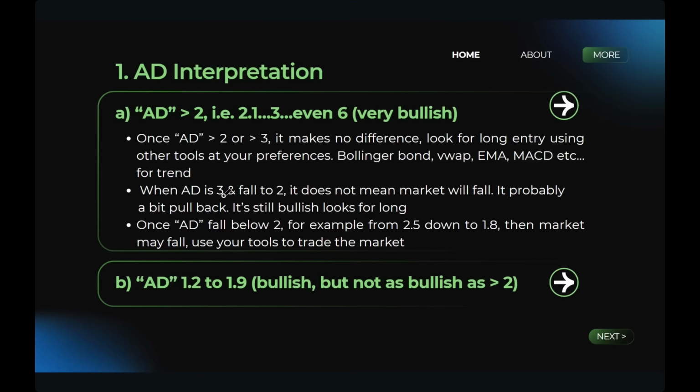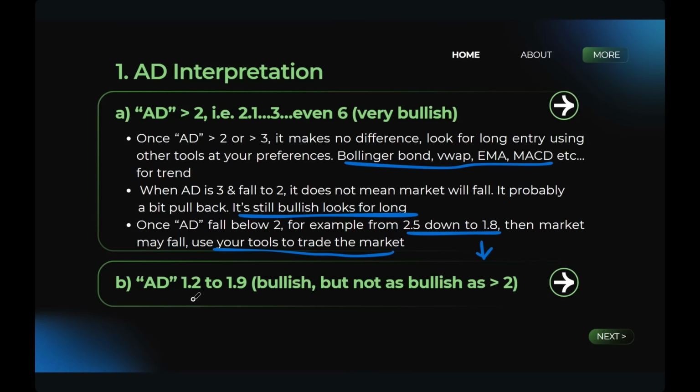When AD is 3 and then falls down to 2, it does not mean the market will fall. It is probably a bit of a pullback, it's still bullish, and we always look for long. Once AD falls below 2, for example, it drops from 2.5 down to 1.8, then the market may fall, and we use tools to trade the market. Whatever tools you use to gauge the trend, we look for downtrend. This is the general interpretation. Later, I will go through more details.